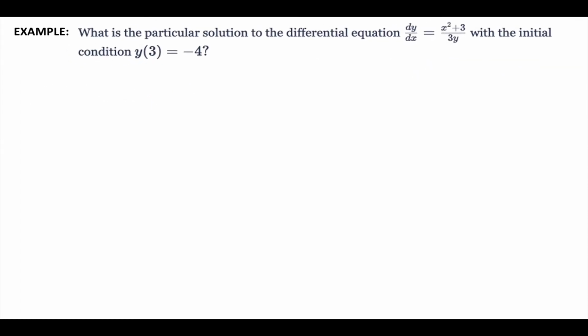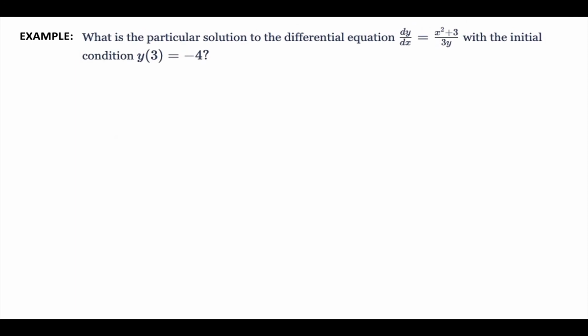Okay. Let's look at the next one. Position, velocity, acceleration, not here, but it's essentially the same type of thing. We have a differential equation. So now we have a differential equation. The differential equation is dy over dx equals (x squared plus 3) over 3y.